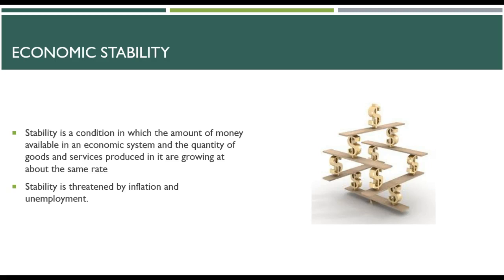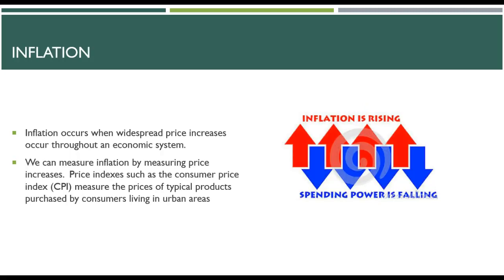Stability is a condition in which the amount of money available in an economic system and the quantity of goods and services produced in it are growing at about the same rate. Stability is threatened by inflation and unemployment. Inflation occurs when widespread price increases occur throughout an economic system.